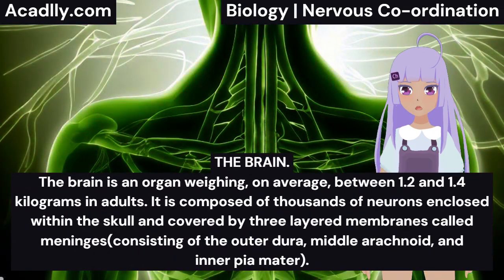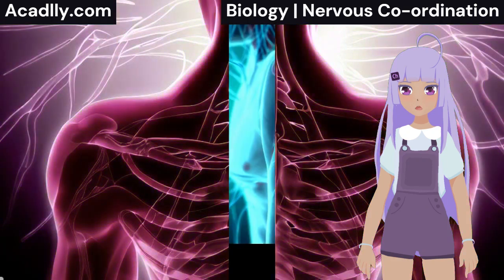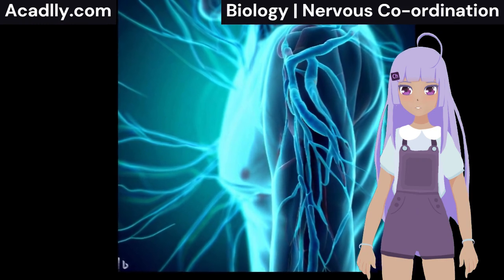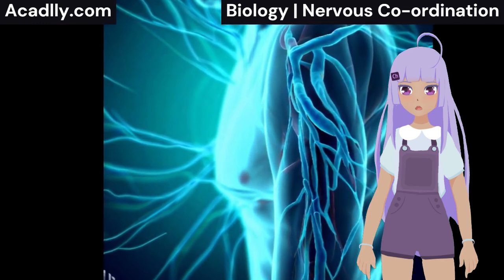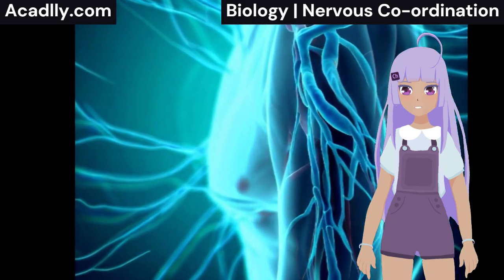The brain. The brain is an organ weighing, on average, between 1.2 and 1.4 kilograms in adults. It is composed of thousands of neurons enclosed within the skull, and covered by three layered membranes called meninges, consisting of the outer dura, middle arachnoid, and inner pia mater. The spaces between these layers, known as ventricles, are filled with cerebrospinal fluid. The brain consumes approximately 25% of the body's oxygen supply. The brain is divided into three main regions: the forebrain, midbrain, and hindbrain.